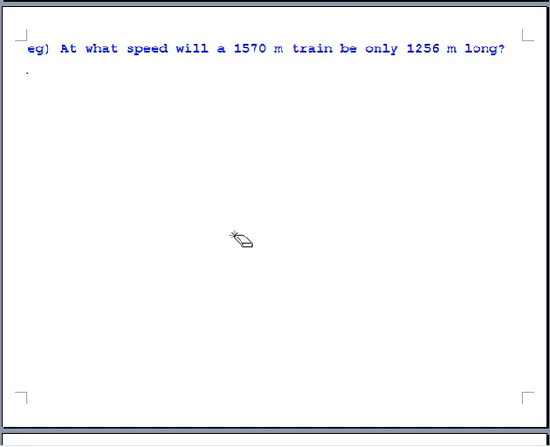At what speed will a 1,570 meter train be only 1,256 meters long? So I'm actually giving you the long length. I'm giving you the skinny length, and I want you to go backwards and find velocity. And typically we would go the other way. I'd give you one length, I'd give you the velocity, you would then find gamma, and then you would either multiply or divide by gamma. So in this case, we can actually get gamma. Gamma is going to be equal to one of those numbers divided by the other.